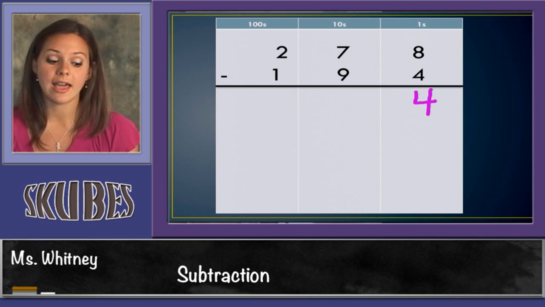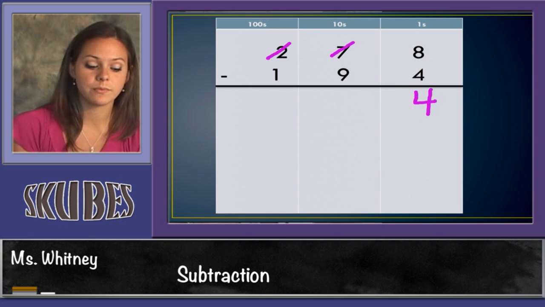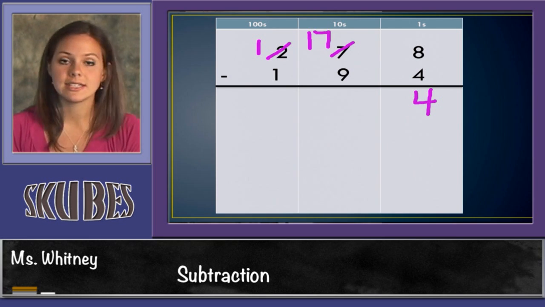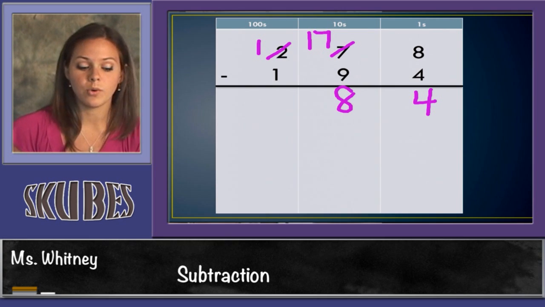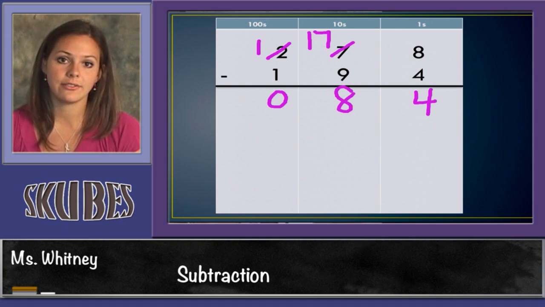7 take away 9, I can't do it. I have to look next door. My 2 becomes a 1. My 7 becomes a 17. 17 minus 9 is 8. 1 minus 1 is 0. So my answer is 84.